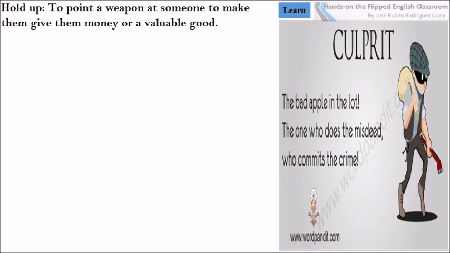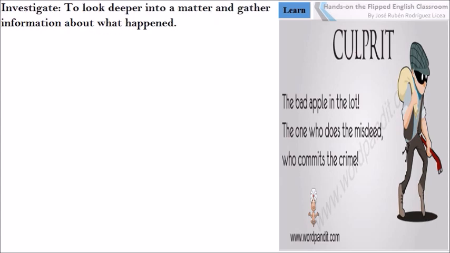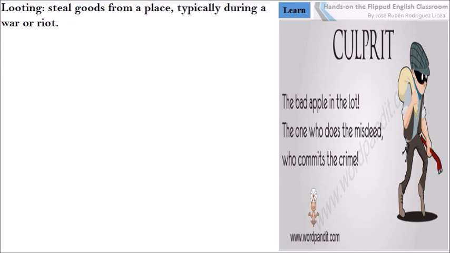Hold up, to point a weapon at someone to make them give them money or a valuable good. Investigate, to look deeper into a matter and gather information about what happened. Looting, steal goods from a place, typically during a war or riot.